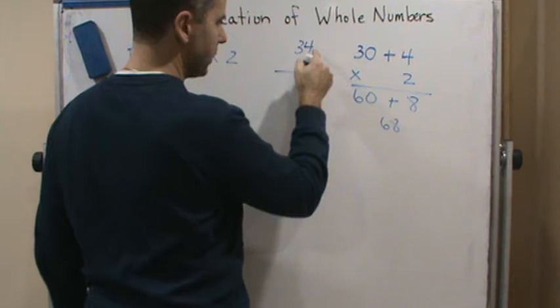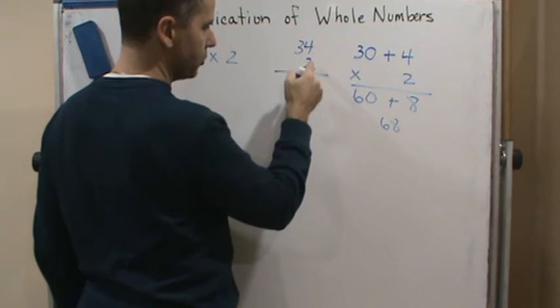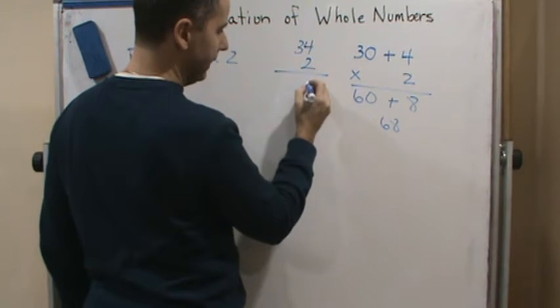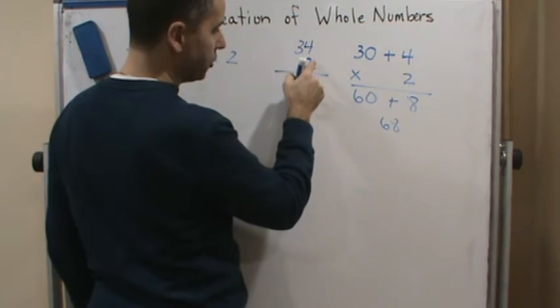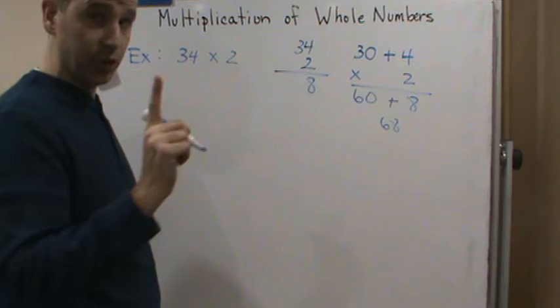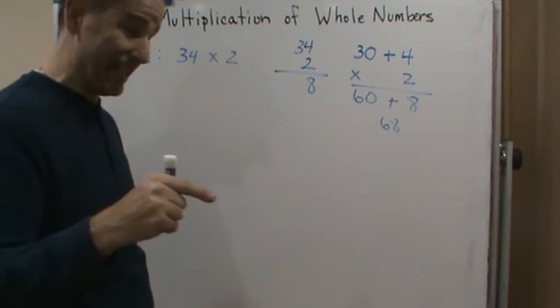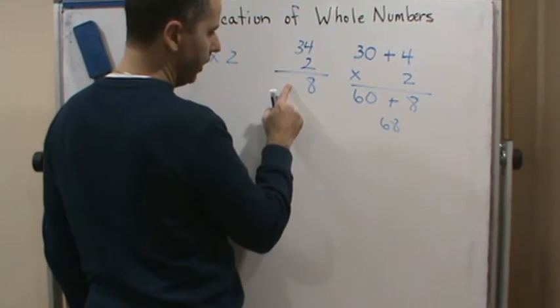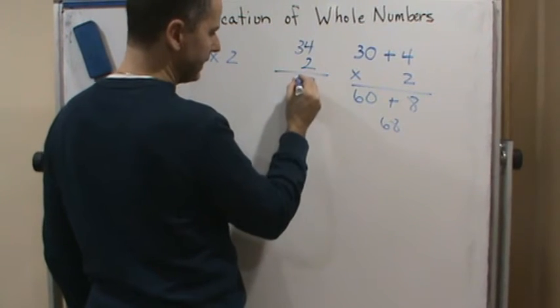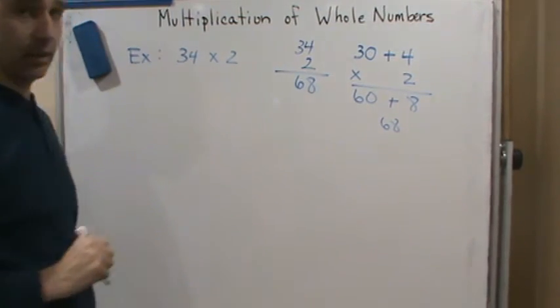So if you do 2 times 4, this is in the ones column, so 2 times 4 is 8. Then you go to the next column, and it's 2 times 3, but it's actually 2 times 30, so your answer goes in here. 2 times 3 is 6, and you get 68.